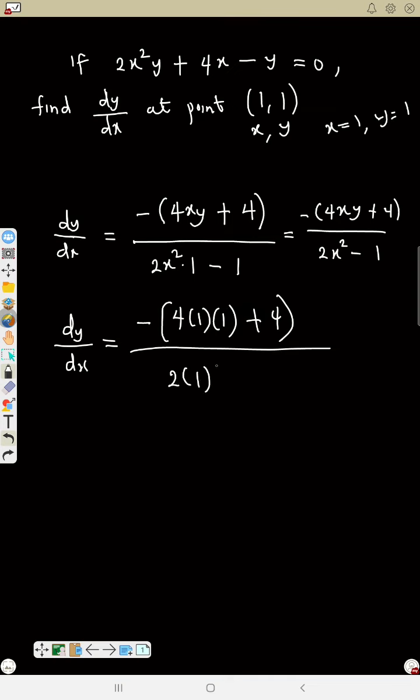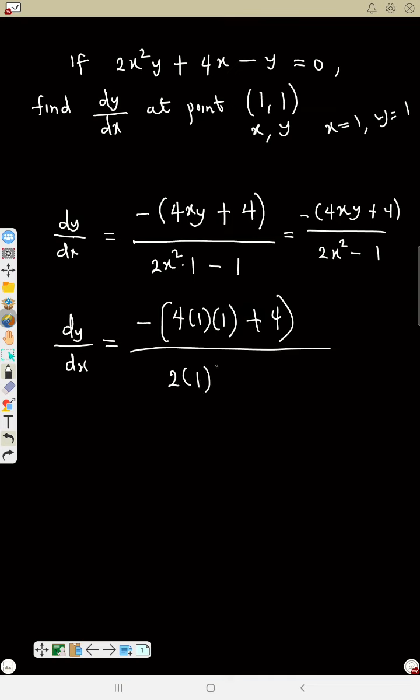But if we proceed, dy over dx will be equal to minus, this will be 4 plus 4. How do I get that? 4 times 1, 4. 4 times 1, 4. Another times 1, 4. So that means everything is 4, divided by 2 brackets 1. How do we get 1? 1 square, meaning 1 times 1 is 1, then minus 1. So this is the same thing as minus 8 over 2 times 1, which is 2, then 2 minus 1 is 1. Minus 8 over 1 is minus 8. So the final answer for this one will be minus 8.